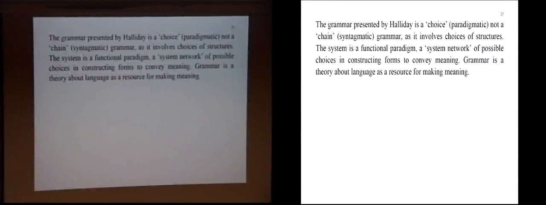Now, the system of analysis I'm going to be talking about is different from some other ways of analyzing structure, because this is what we call a paradigmatic grammar. It's seen as a choice. Paradigm means you have a certain choice, whereas syntagmatic grammar would be things lined up in a row. So in a choice grammar, the idea is that when you are going to express yourself, you have choices, and at each point you make a choice. So say for example, if we take just mood, we have the choices of declarative, imperative, and interrogative.